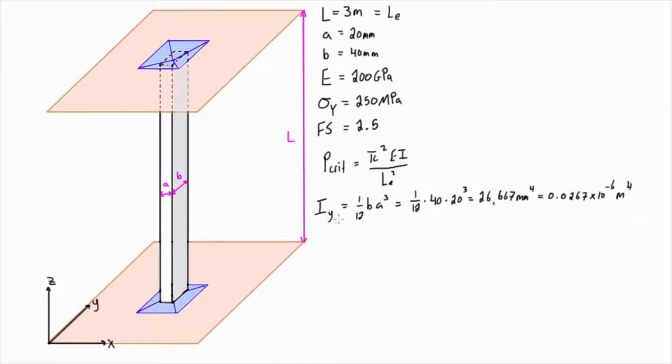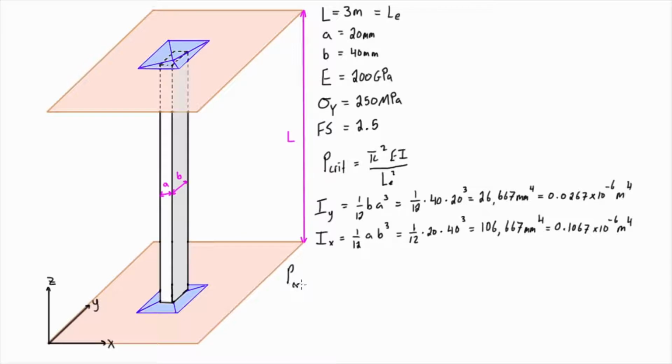And then we can also find the moment of inertia about the x-axis, which is what we're going to be using for buckling in the xz plane. And we find that to be equal to 0.1067 times 10 to the negative 6 meters to the fourth. So now we have everything we need to find the critical load in buckling in each plane, basically in the yz plane and the xz plane. So let's go and plug those in.